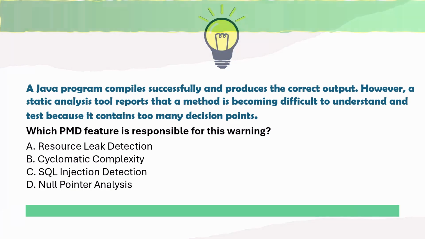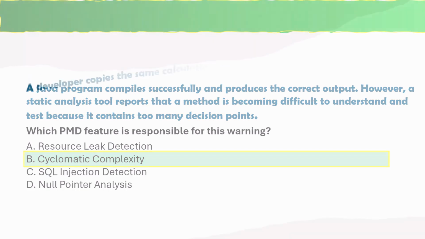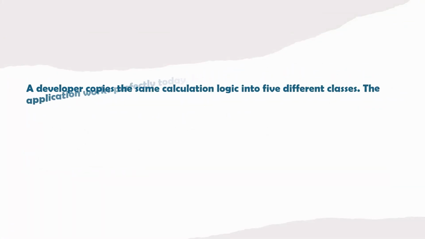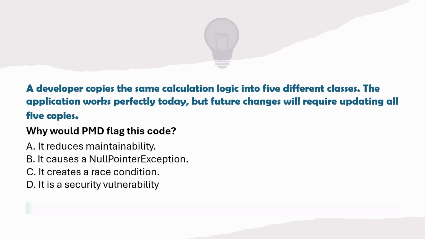The correct answer is cyclomatic complexity. PMD measures the number of independent execution paths in a method. A method with many if statements, loops, or switch cases becomes harder to understand, test, and maintain even if it works correctly. A developer copies the same calculation logic into 5 different classes. The application works perfectly today, but future changes will require updating all 5 copies. Why would PMD flag this code?